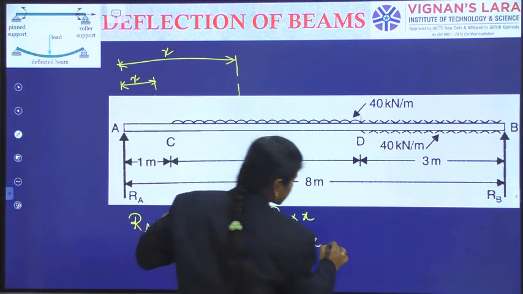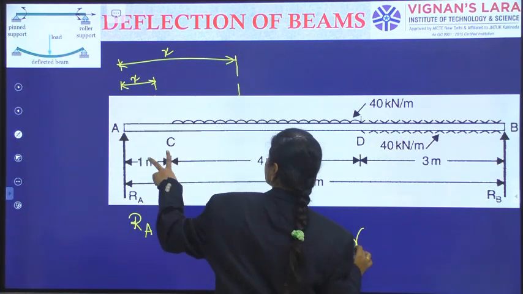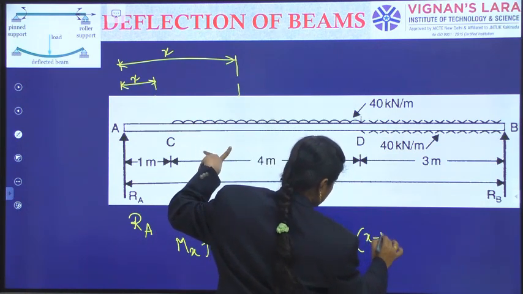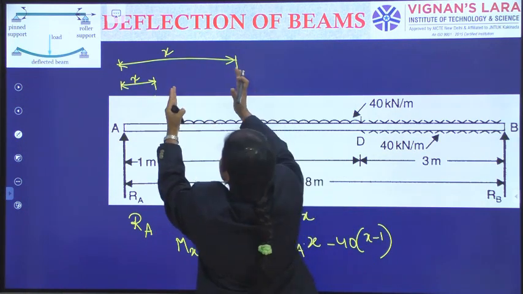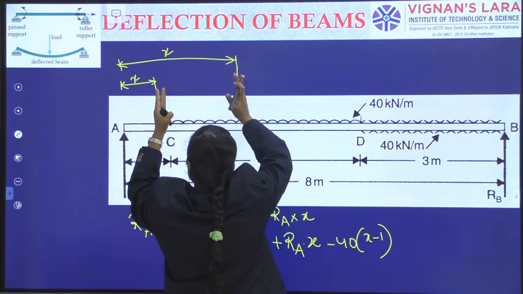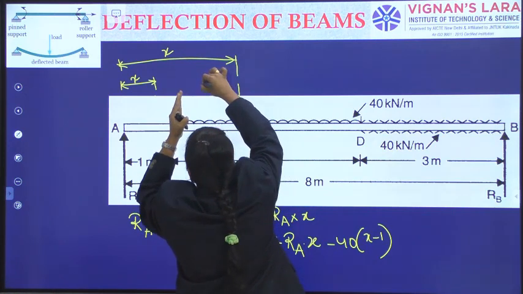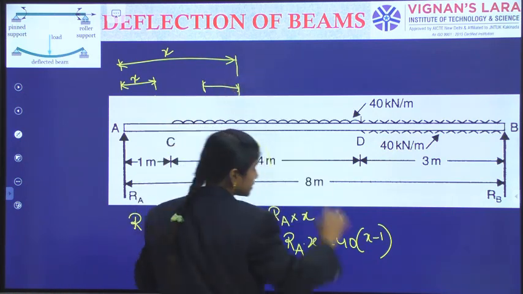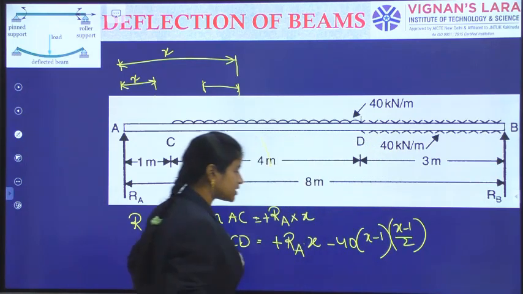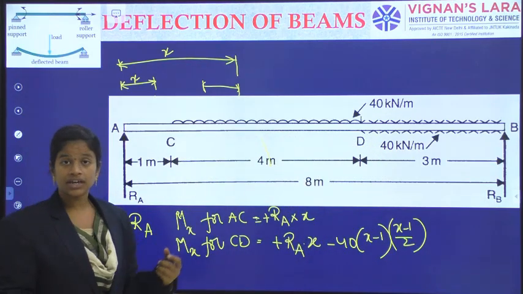Again, minus 40 into how much is left? That is X minus 1 length left. So this portion length is X minus 1, because that is 1 where no UDL is there. And from the center this load may act, so at a distance of (X minus 1) by 2. In this way, the bending moment for CD we can write.